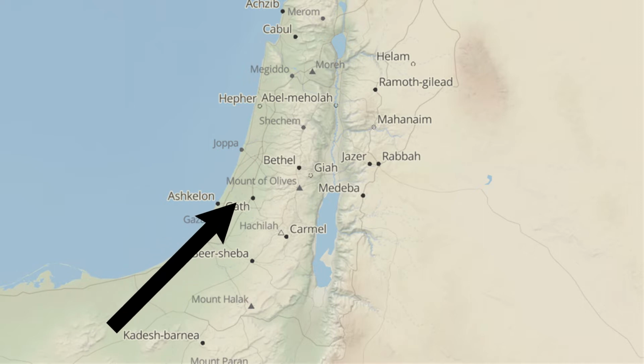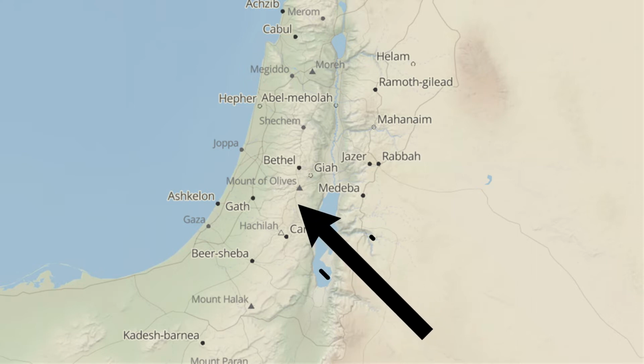On the coast, we have the coastal plain. The land is relatively flat. Israel would generally not control this land. That instead was the land controlled by the Philistines in the south, and then further north, the Phoenicians, Tyre and Sidon.